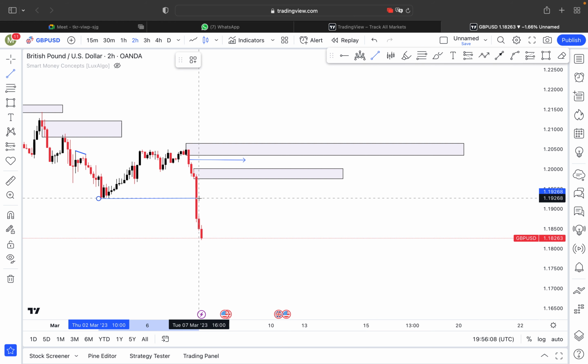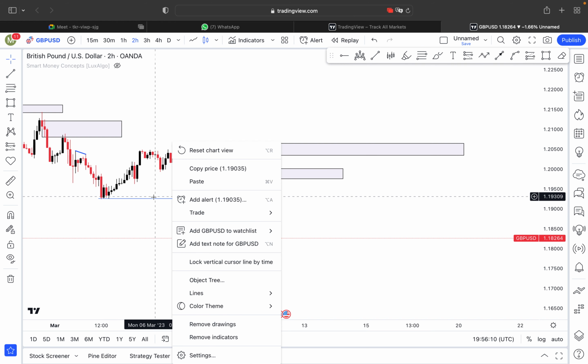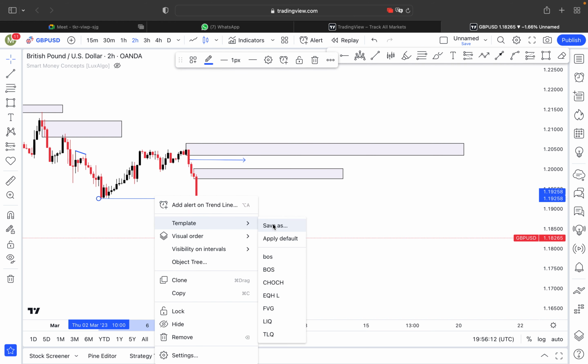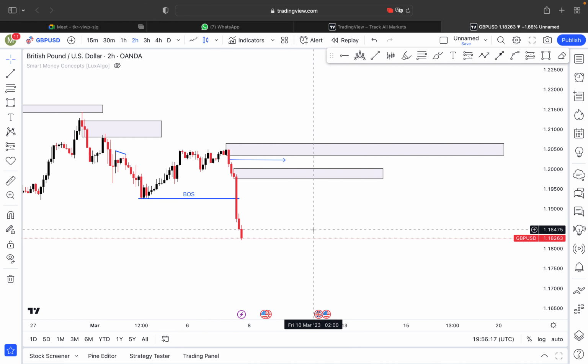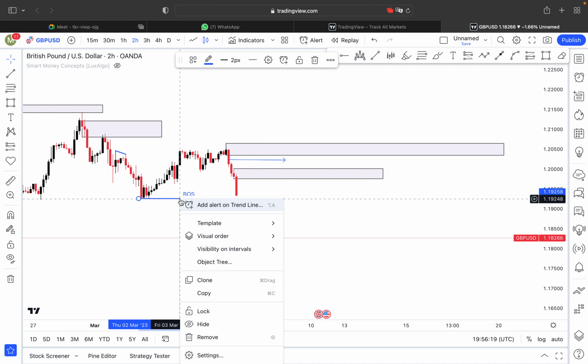This is my demand that got violated. So I'll just put a break here to show that this was now a break in structure to the downside. So this is how I will label this off the 1 hour time frame. Break in structure.